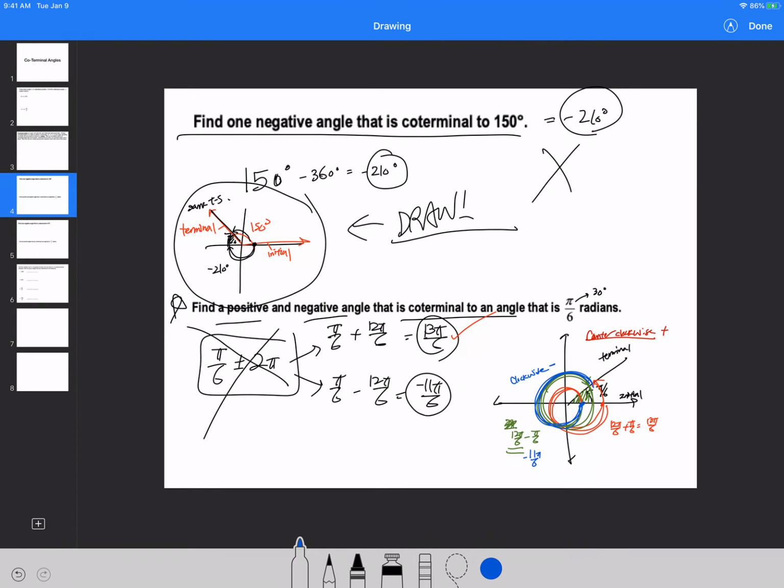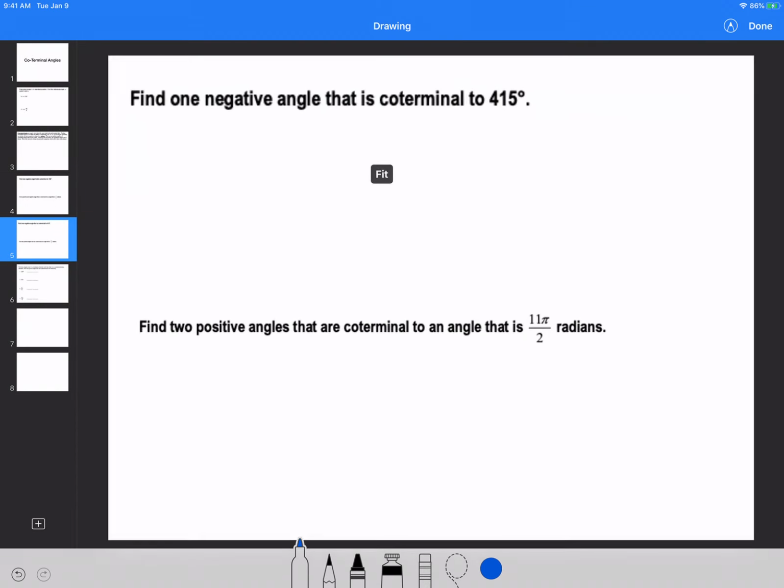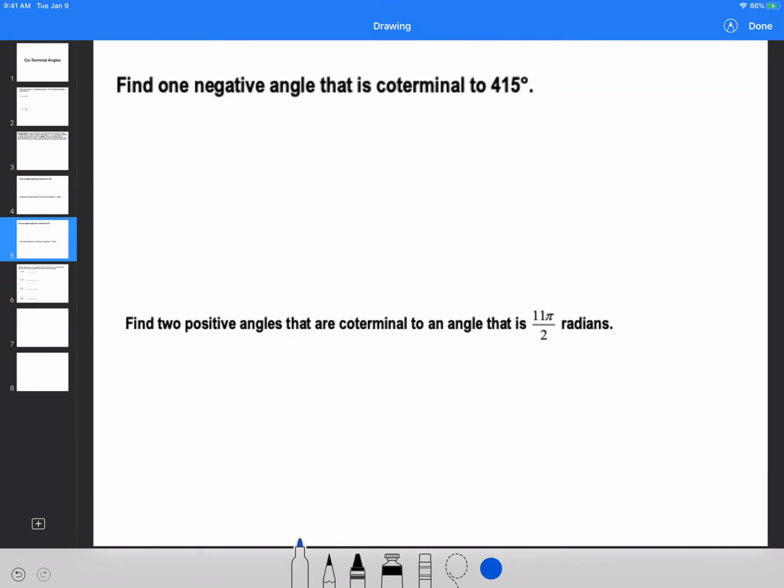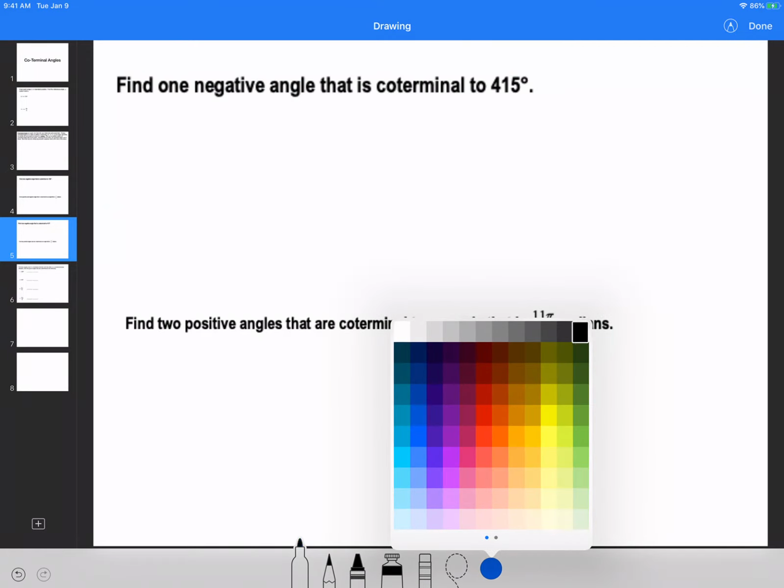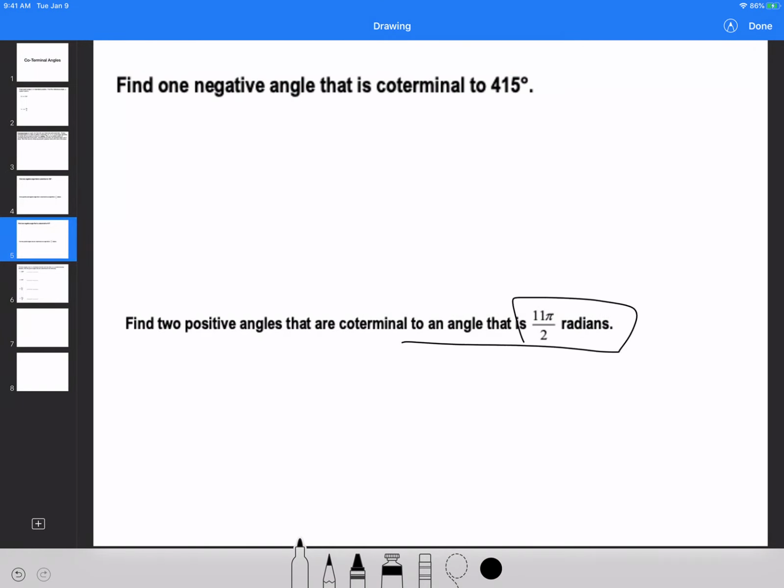All right, so next question. Find one negative angle that is coterminal to 415. Find two positive angles that are coterminal to an angle that is 11 pi over 2 radians. I would like you to pause the video and try these two questions on your own. So pause the video now.